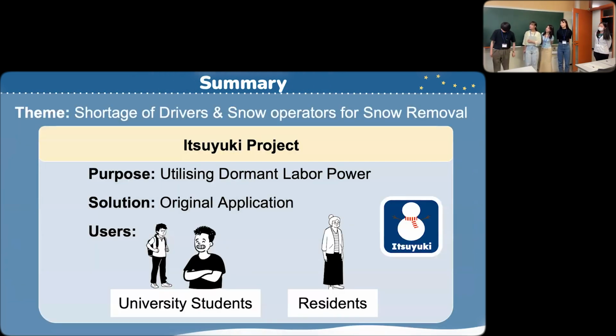To conclude, we focused on the shortage of drivers and operators for snow removal. Our project is the Itsuyuki project, and the purpose is utilizing dormant labor power in Sapporo city, like university students. As a solution, we established our original application to connect them to the residents who require snow removal. The users of our project are university students and of course residents and Sapporo city.